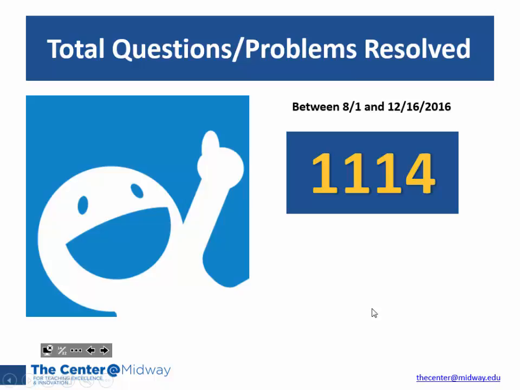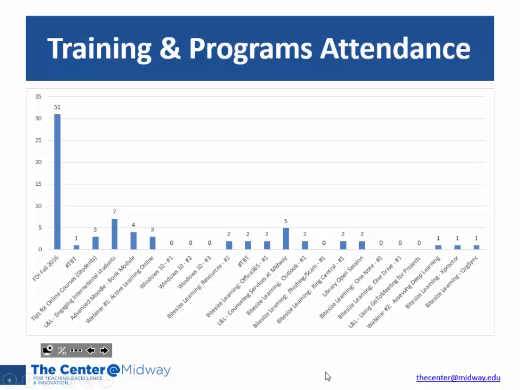Between August the 1st and December 16th, we resolved over 1,000 questions and problems here on campus. 4 of us. Kathy's only library. She doesn't do the middle tech stuff. She does do the printers very well. A lot better than I do. All right.